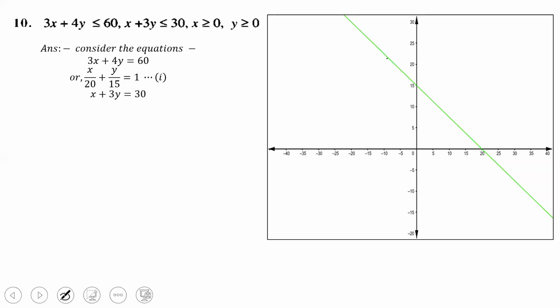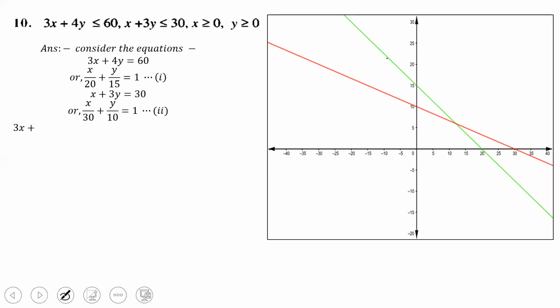Okay. Now x plus 3y equals 30. Write down its intercept form: x upon 30 plus y upon 10 equals 1. Mark it and draw it. So this red line is equation number 2.